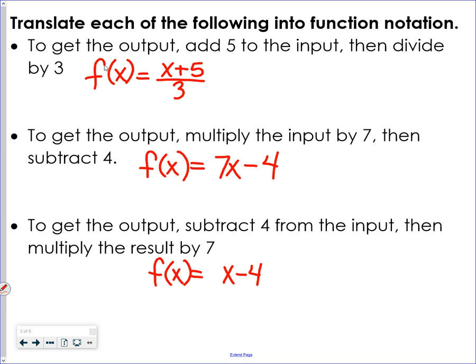This is going to have to look like a distribution. So this answer, to show that I had to do my subtraction first, has to be in parentheses. You could put the 7 after the parentheses if you wanted to, or in front, either way. But it has to be in parentheses to show that I had to do my subtraction first.